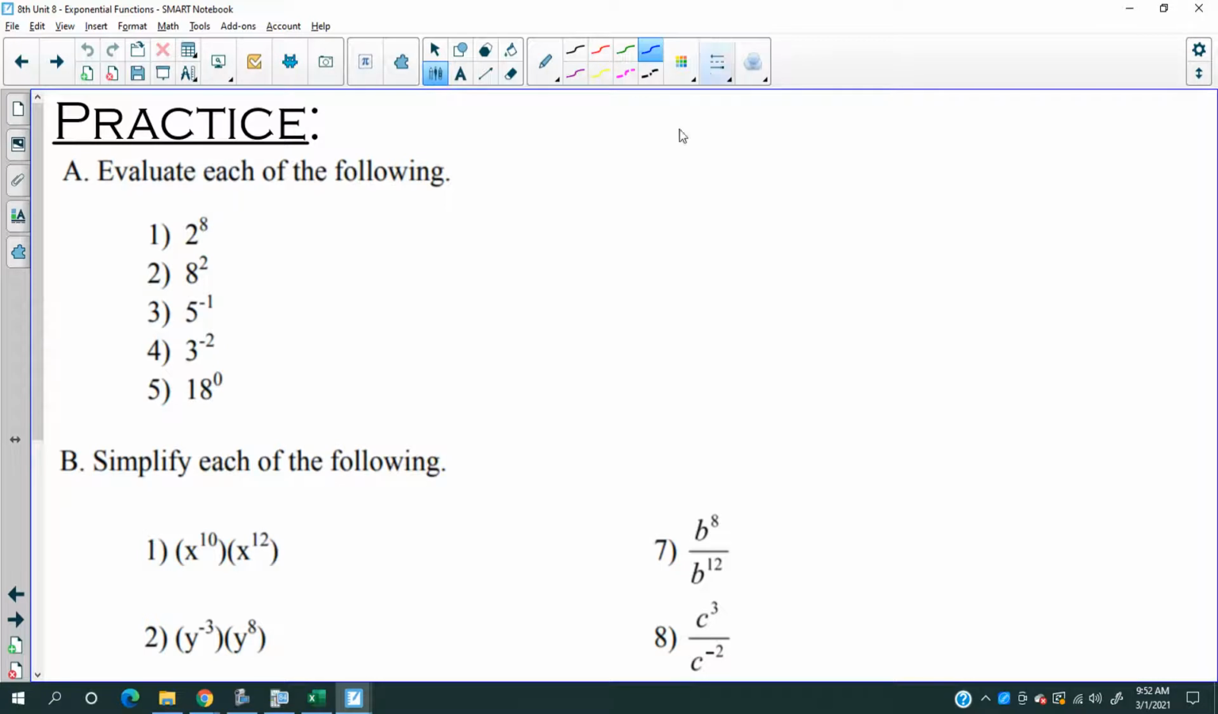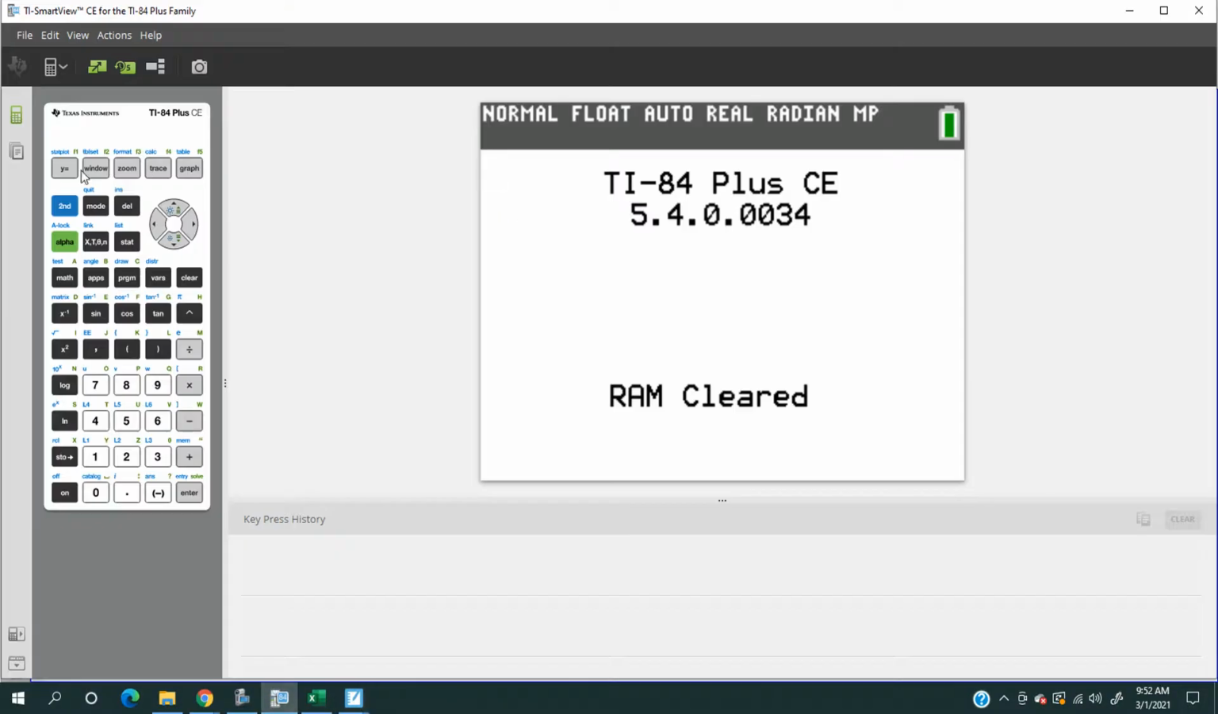So here, for number 1, we have 2 to the 8th power. Here it says evaluate, which means they actually want to know what 2 to the 8th eventually becomes. So that means we have 2 times 2 times 2, and there are 8 of these. Of course, I know that you guys know how to multiply, so we don't need to actually multiply these.